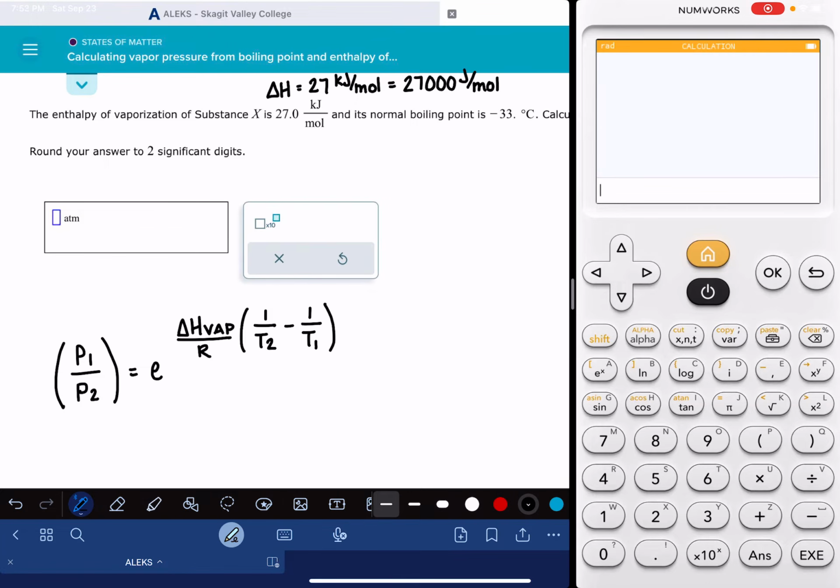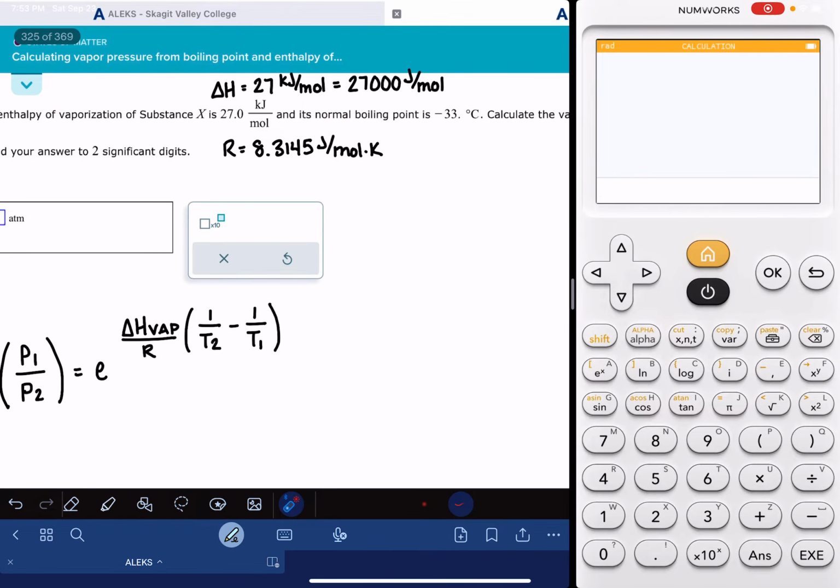Now the value of R in this equation down here, this is the ideal gas constant, as you probably know. And we want to use R in the form 8.3145 joules per mole Kelvin. The units of R, that's why we needed to do this kilojoule to joule conversion up here.